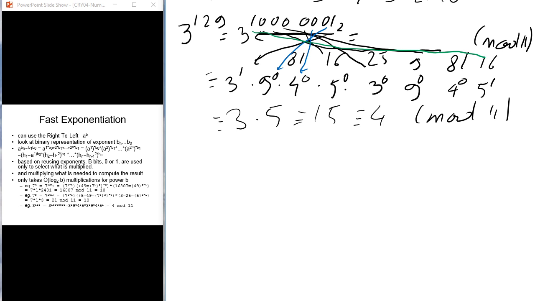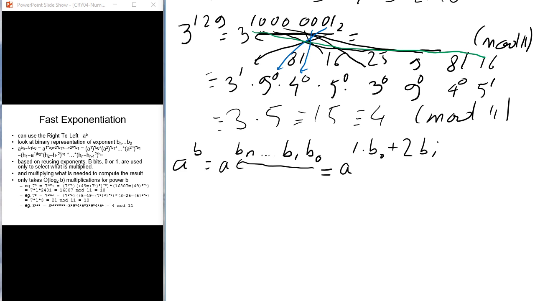Let's now generalize the procedure we have just seen. If you start with some a at power b, we are going to write it as a at power bn all the way to b1, b0, which what we did further is to rewrite this as a at power 1 times b0 plus 2 times b1, right, we go from right to left, plus finally 2 at power n times bn.